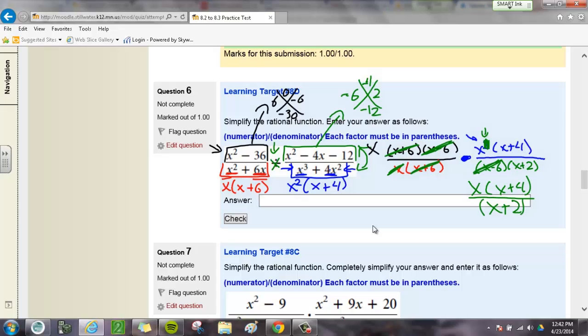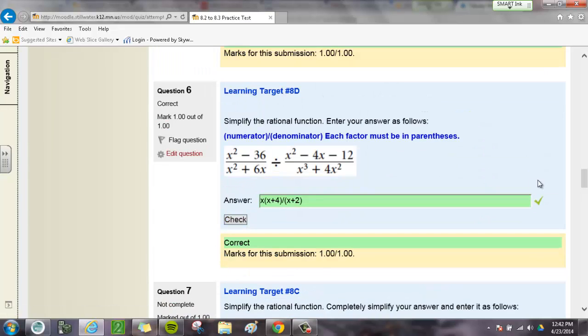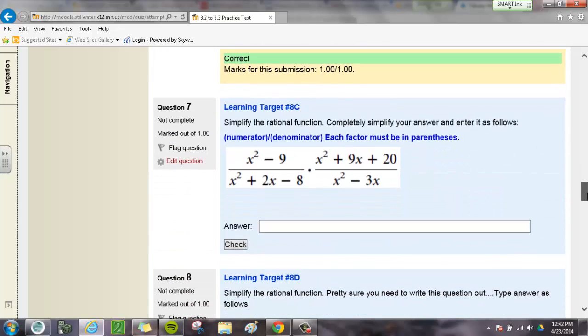That's my final solution. So I'll type that in if I did this right. X times x plus 4 divided by x plus 2. Boom. Checking it. Fingers crossed. Oh, we're doing well. We are doing well on this one. Okay, moving on to this one.